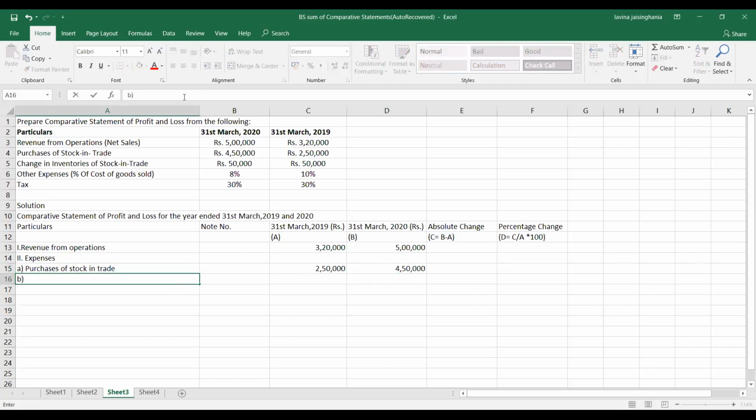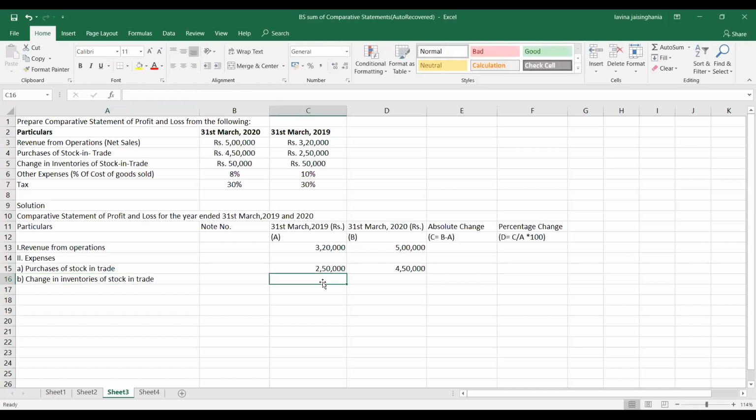Then next expense is change in inventories. So write down change in inventories of stock in trade here. Then that is 50,000 for 2019 and 50,000 for 2020. Both are similar, so write down the amount for both of them.